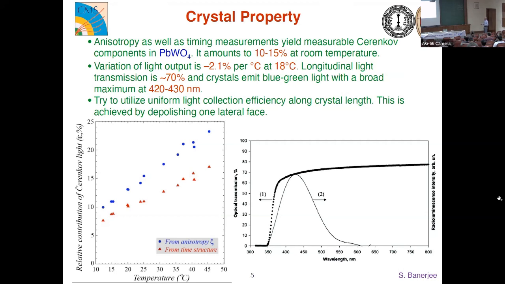They tried various techniques, and then arrived at a technique of depolishing one of the lateral faces. The other thing you have to worry about is at what particular wavelength this light is emitted, and you have to make sure that the photodetector used is sensitive to that region. Crystals emit blue-green light with a broad maximum between 420 and 430 nanometers.